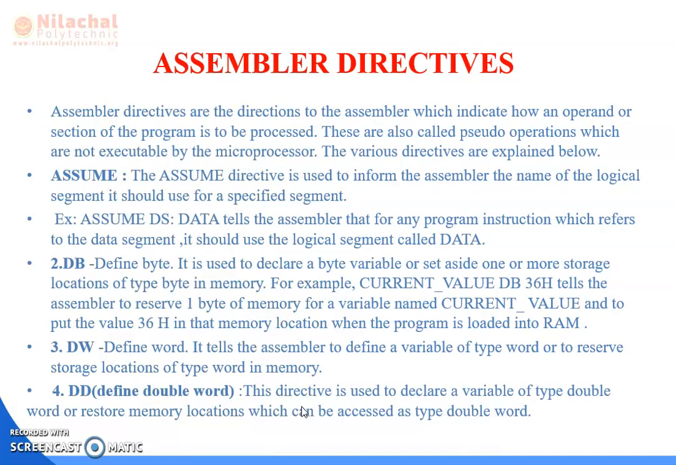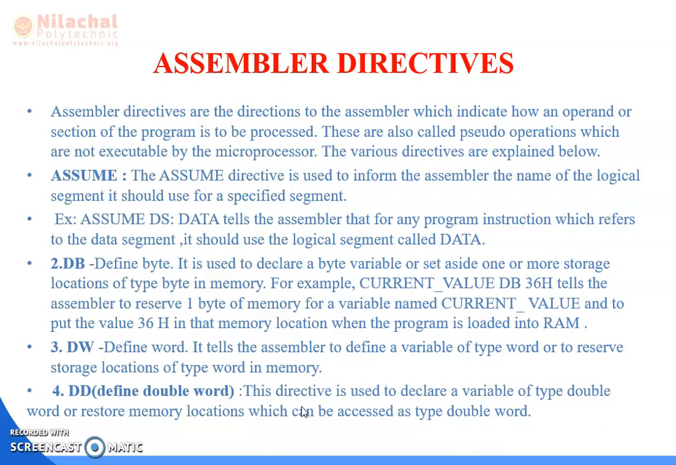So next is assembler directive. Assembler directives are the directions to the assembler which indicate how an operand or section of the program is to be processed. These are also called the pseudo operations which are not executable by the microprocessor. The various directives are explained below.